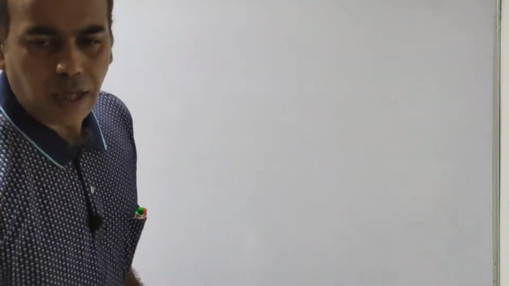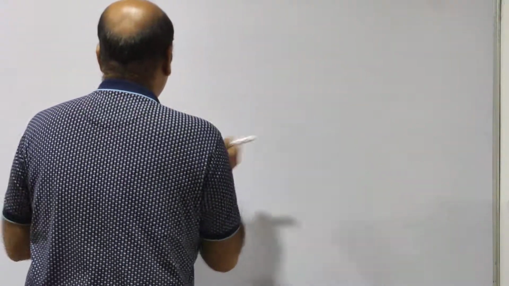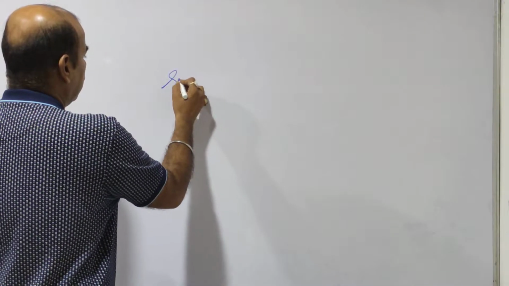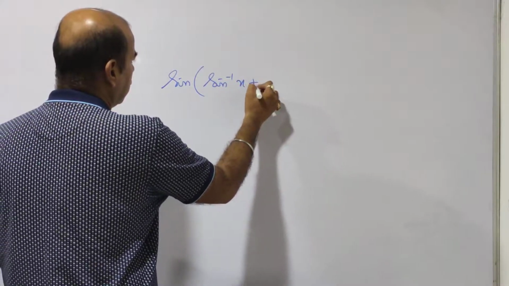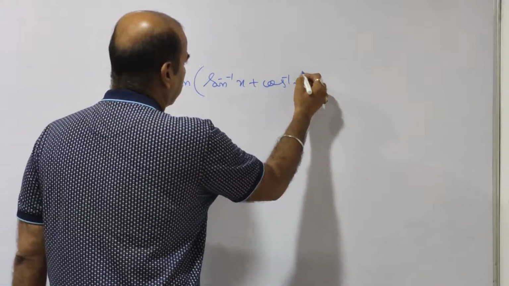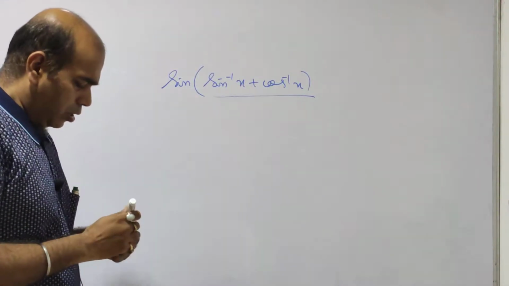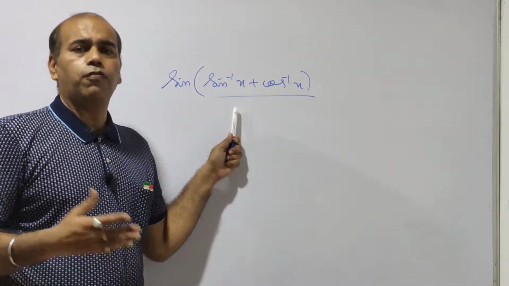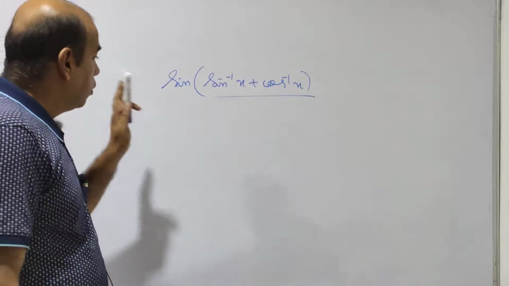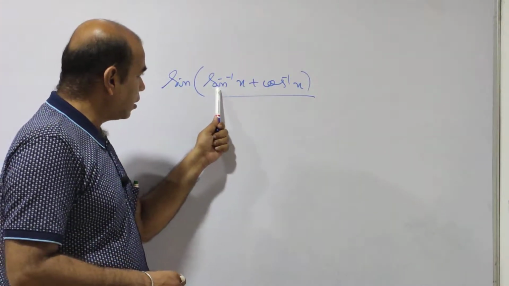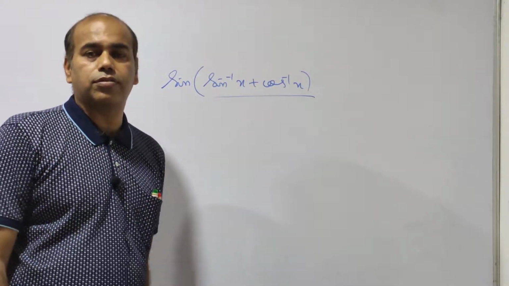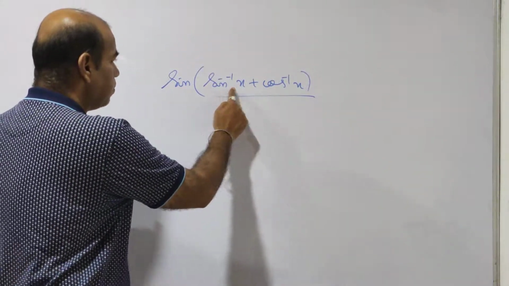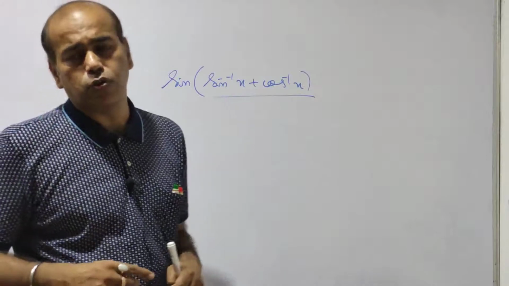Next, I will use some questions in this form. Sine inverse x plus cos inverse x. Now, they are asking to simplify or find the value. You should take care: how do we solve this sine inverse x plus cos inverse x? It is basically pi by 2.